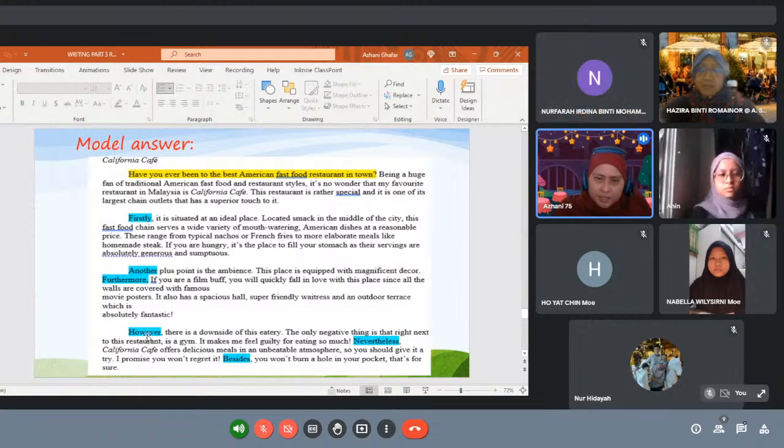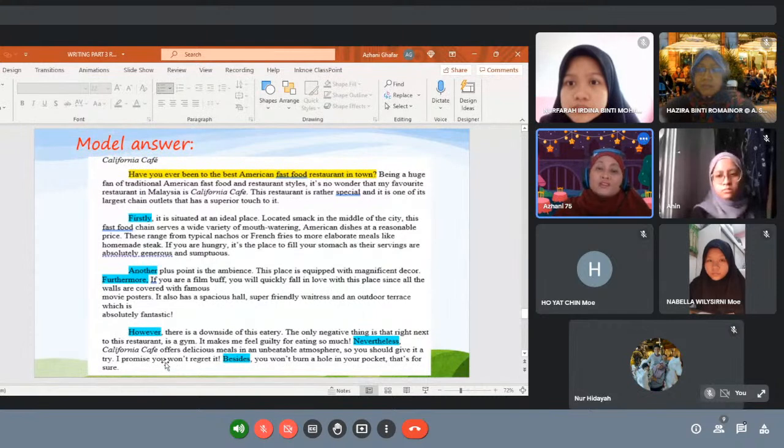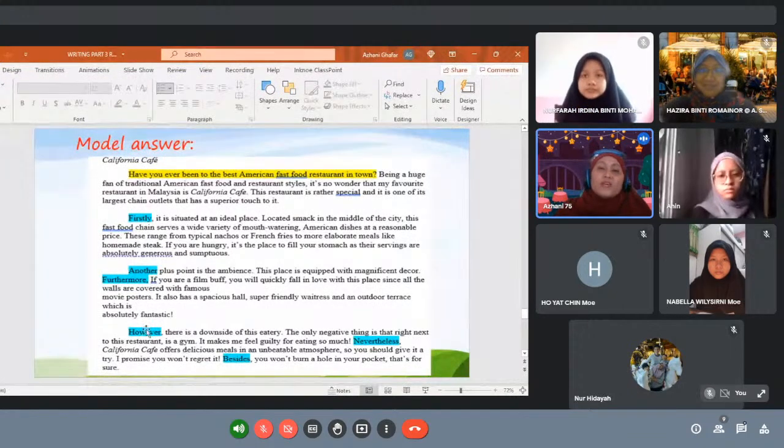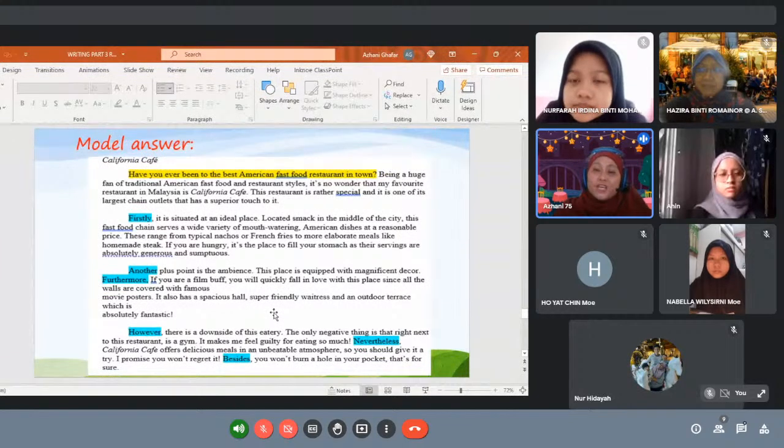Okay, in this text or in this essay, we can see a contrast. So the word used is however. Okay, namun begitu. Not everything is perfect. However, there is a downside of this eatery. So another word for the place to eat, it could be eatery. Not just restaurant or cafe.